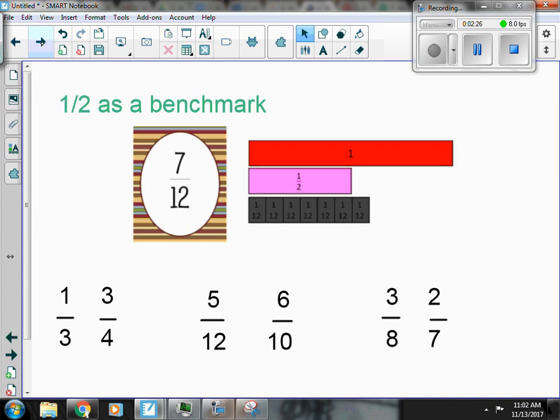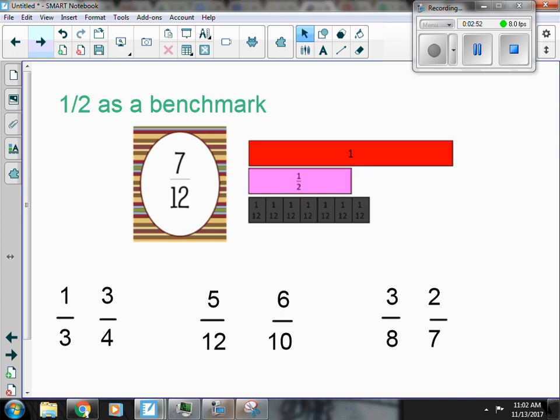The next way is using half as a benchmark. So if my example here is 7/12, what I want to think is: is it less than a half, equal to a half, or more than a half? They show it with our fraction strips. Here's a half, and here's 7/12. So 7/12 is bigger than a half.